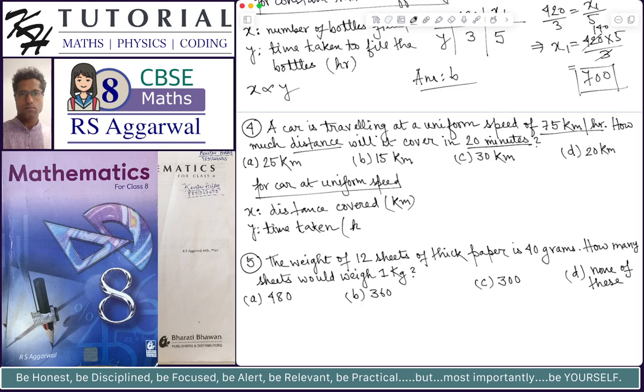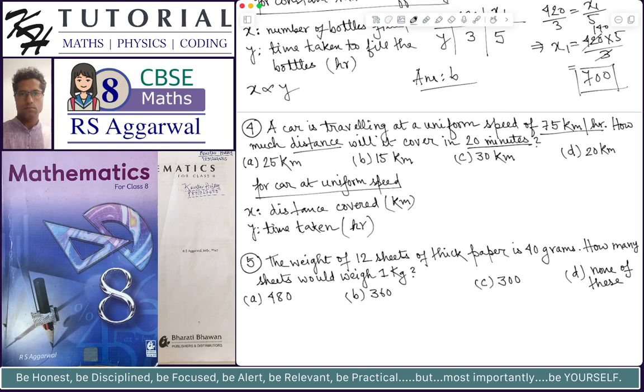Now, since the speed is constant, please remember that when the speed is constant, the distance covered is directly proportional to the time. So if the time is more, since the car is traveling at a constant speed, it will cover more distance. And if the distance is less, it will take less time to cover less distance, and it will take more time to cover a larger distance since the speed is constant.